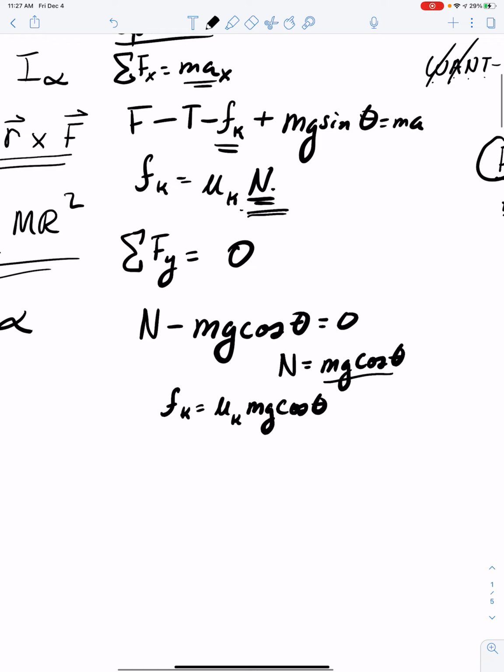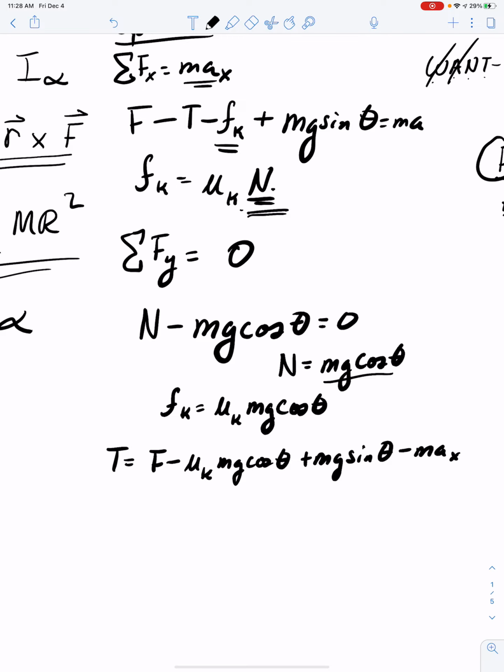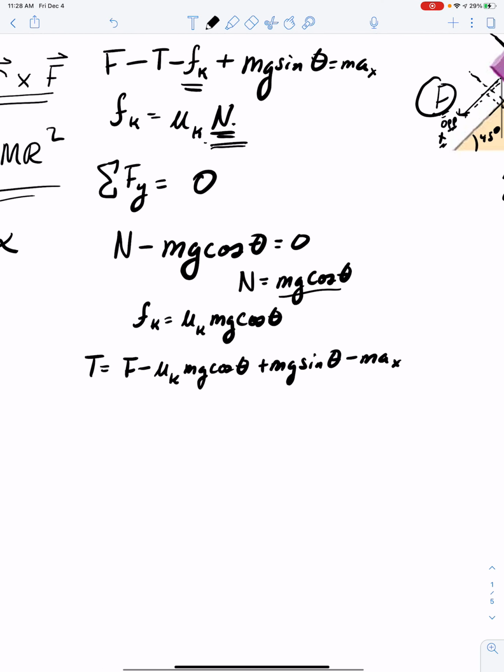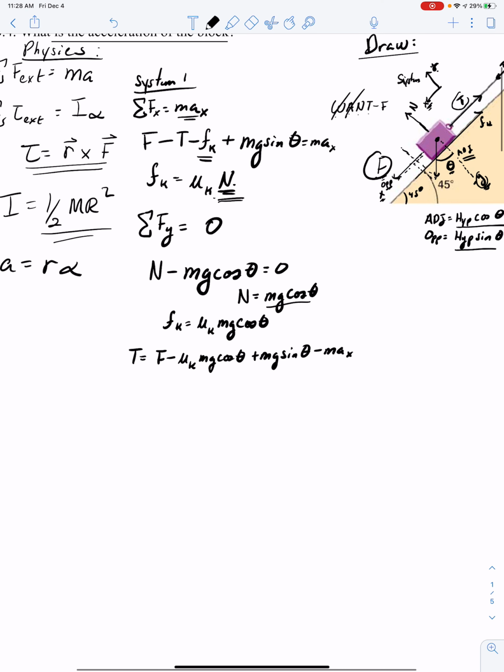Okay? So I'm going to rewrite tension is equal to force minus the kinetic friction, which is equal to coefficient of kinetic friction times cosine theta, plus mass times gravity sine theta, minus mass times acceleration in the x direction. So we have the equation for tension. Now we have to do the relationship with system 2, which is the pulley.